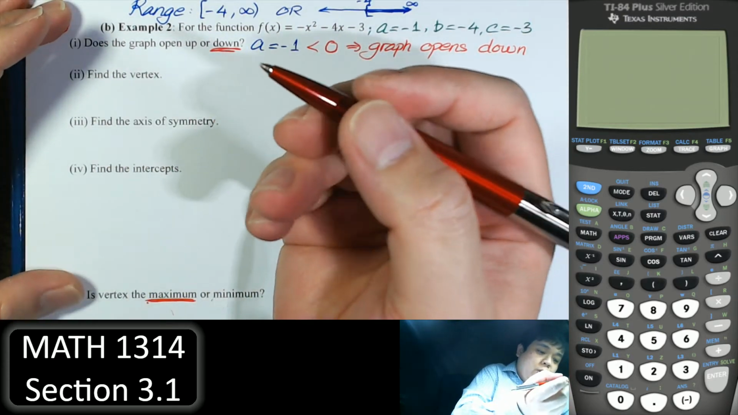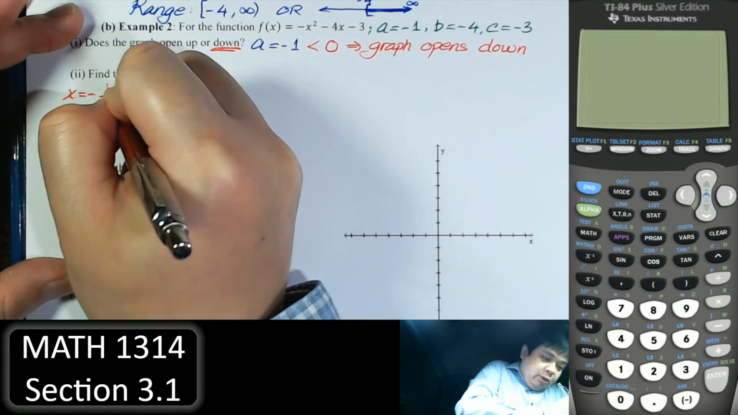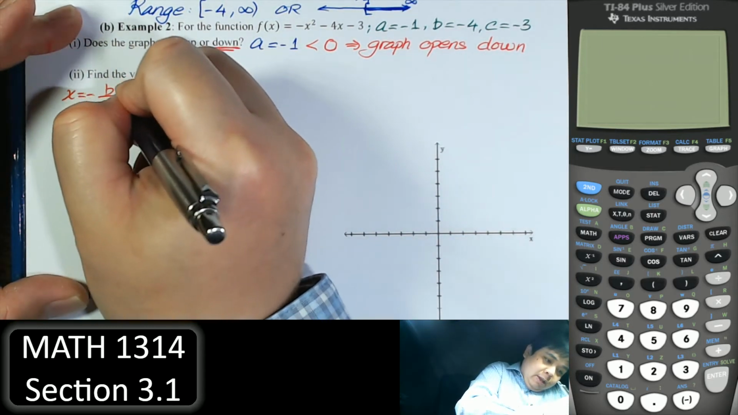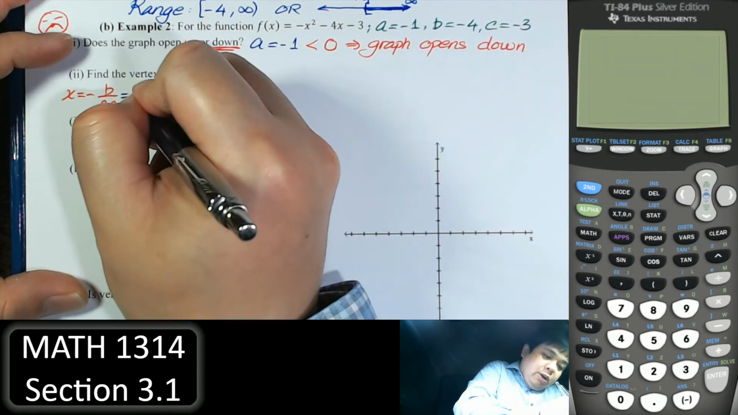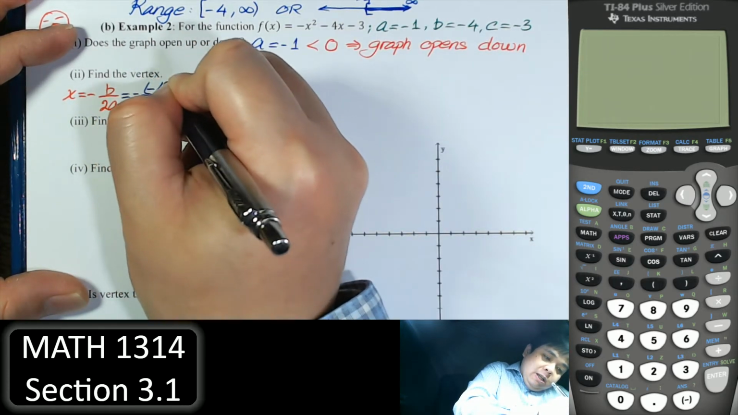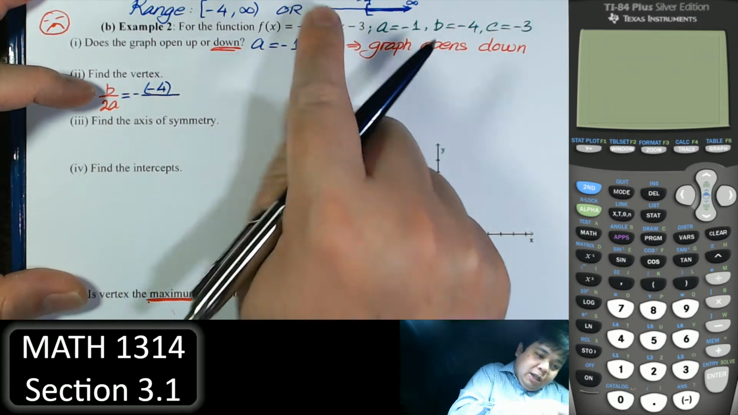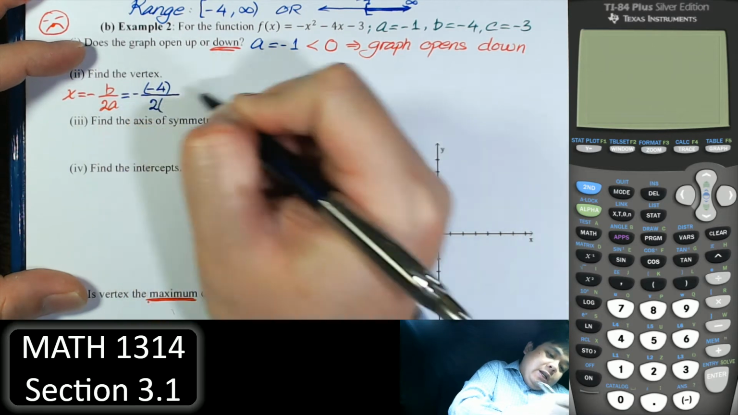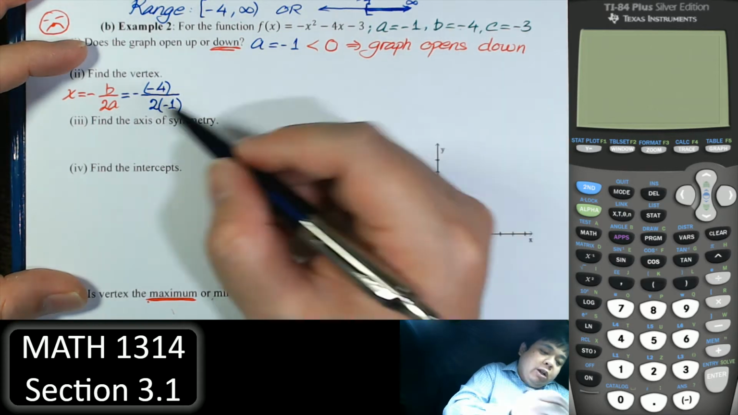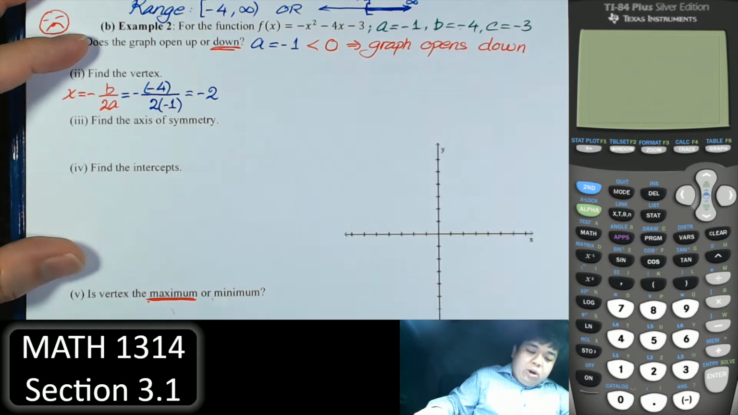Vertex will have two components, or two coordinates. The x coordinate is -b over 2a. So -b over 2a. b is -4 and a is -1. So from that, we end up with -2. So that is the x coordinate of the vertex.